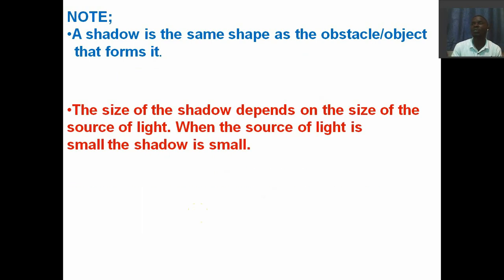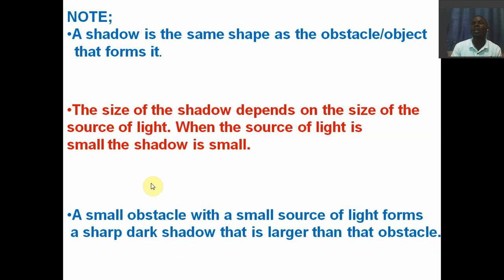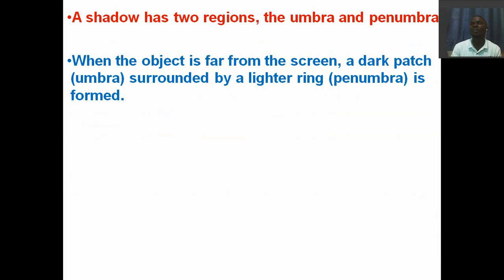The size of the shadow depends on the size of the source of light. When the source of light is small, the shadow is also small. Then a small obstacle with a small source of light forms a sharp dark shadow that is larger than that obstacle. I say again, a small obstacle with a small source of light forms a sharp dark shadow that is larger than that obstacle.